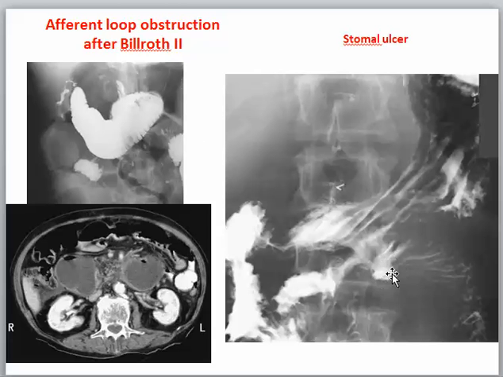Here we get a dense fleck of barium at the anastomotic site. This is the jejunum, and this is the stomach, and we have here the anastomosis, and this is the ulcer, and this is called stomal ulcer. Here there is appearance of this. If you cut it transversely in CT, it will appear as two dilated loops like that, but it is one loop exactly like that one.